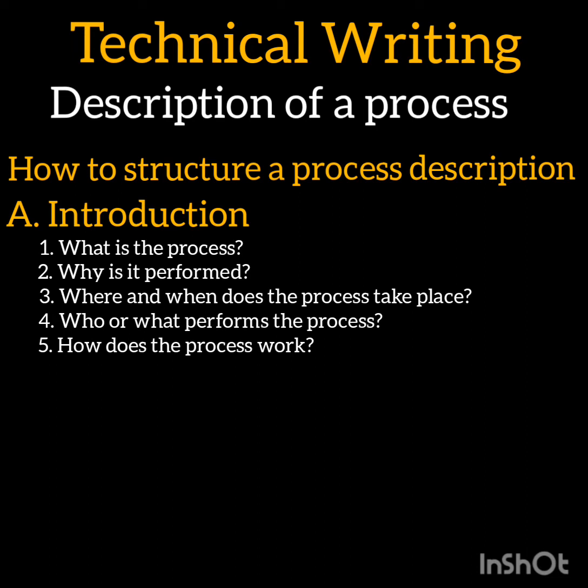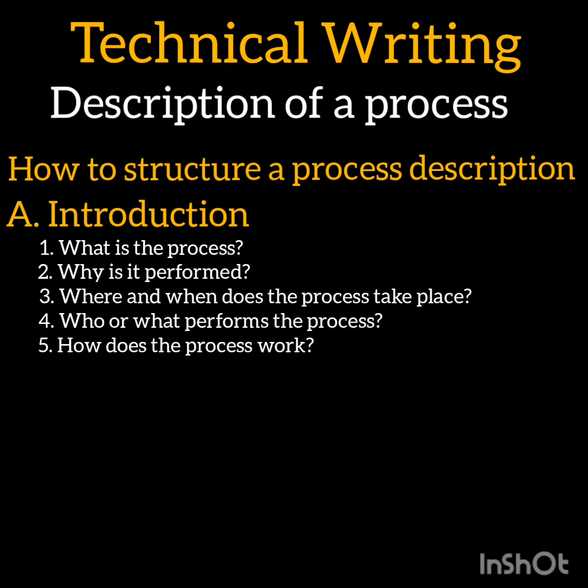Question 2, why is the process performed? So in other words, what is the purpose or what is the function of the process you are describing? Number 3, where and when does the process take place? So you need to indicate where and when the process takes place. Number 4, who or what performs the process? Is there an individual performing the process, or is it an automated process? That would have to be answered. And number 5, how does the process work? So these are the 5 questions that will make up the introduction of a process description.